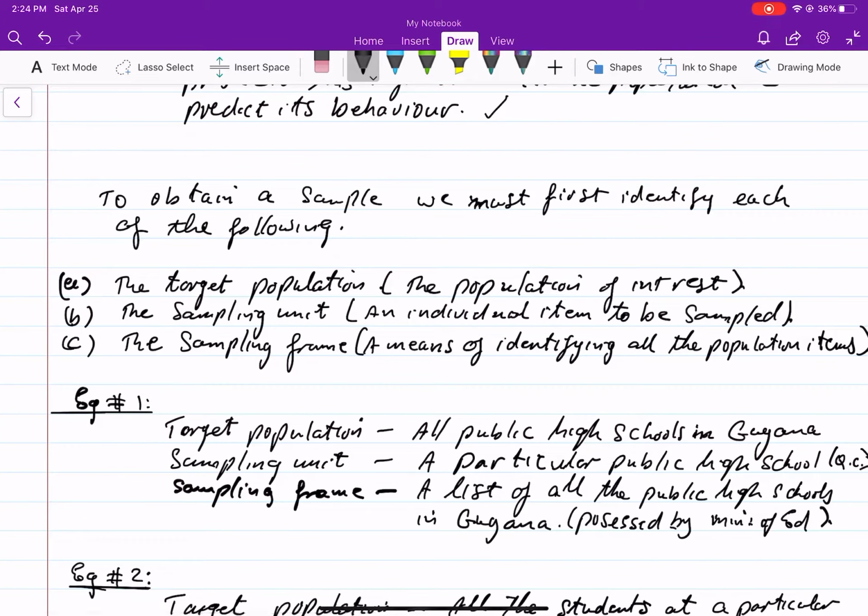Okay, to obtain a sample, we must first identify each of the following. A, your target population. That's your population of interest, whatever you're interested in. B, your sampling unit. Sampling unit is an individual item to be sampled from that population. C, the sampling frame. Sampling frame would be a means of identifying all of the population items.